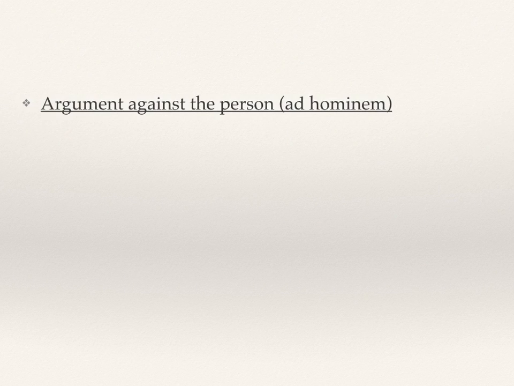The next one is argument against the person. This is the one that is often known by its Latin name, ad hominem. As you'll notice in the text, all the fallacies that we've gone over so far, and the ones that we'll continue to go over, have a Latin name, because a lot of the logic that we're doing here has been around since Aristotle and was perfected to a high degree during the medieval period, and all of these fallacies were known by their Latin name.